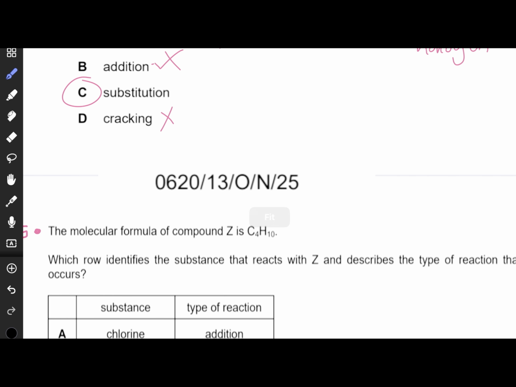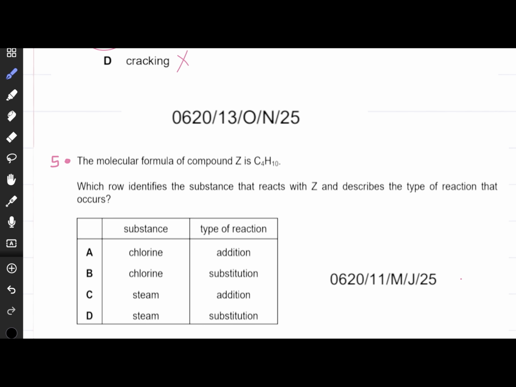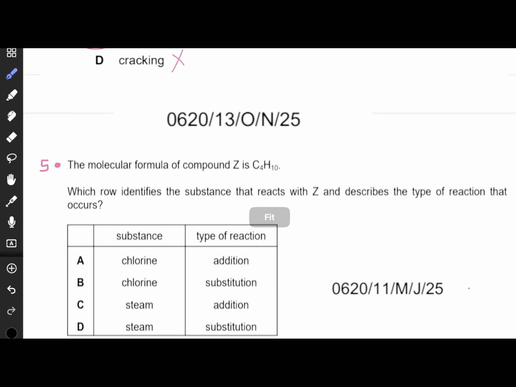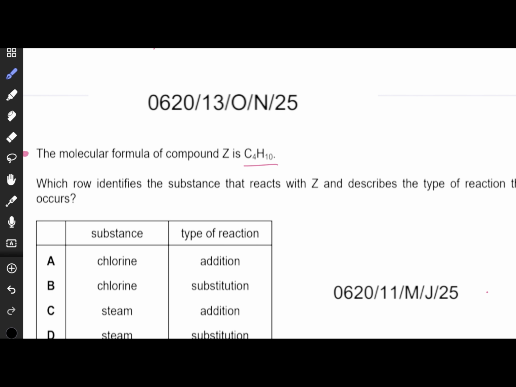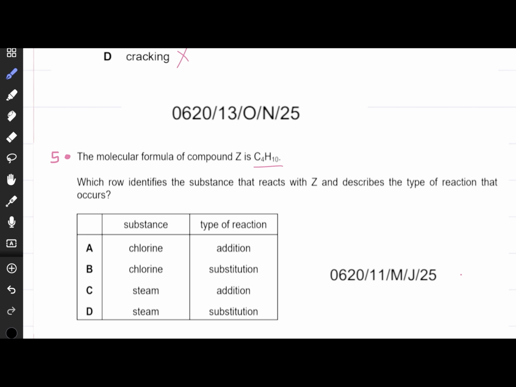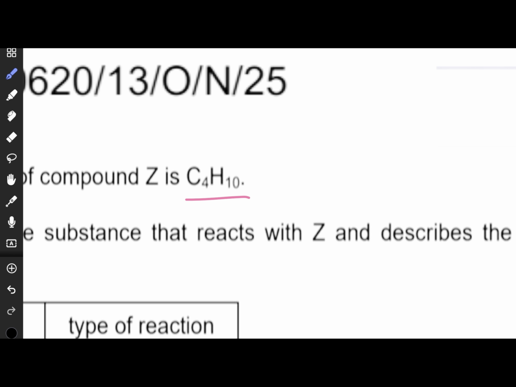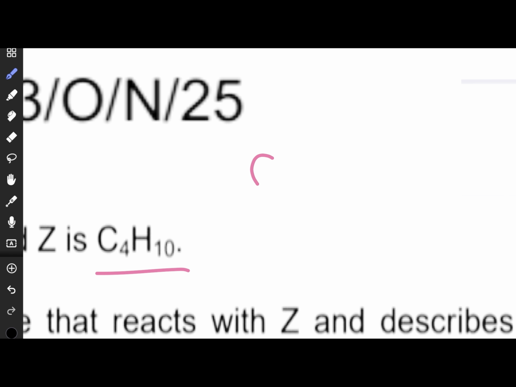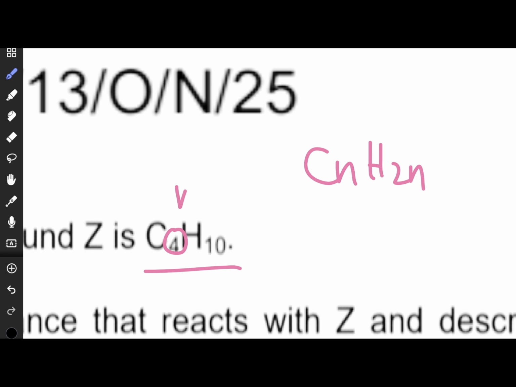Well, let's move on to question number 5. It says that the molecular formula of compound Z is C4H10. Which row identifies the substance that reacts with Z and describes the type of reaction that occurs? Now let's first discover what C4H10 is. I'm firstly using the general formula of alkene, which is CnH2n. Here the carbon atom count is 4, so n is 4.